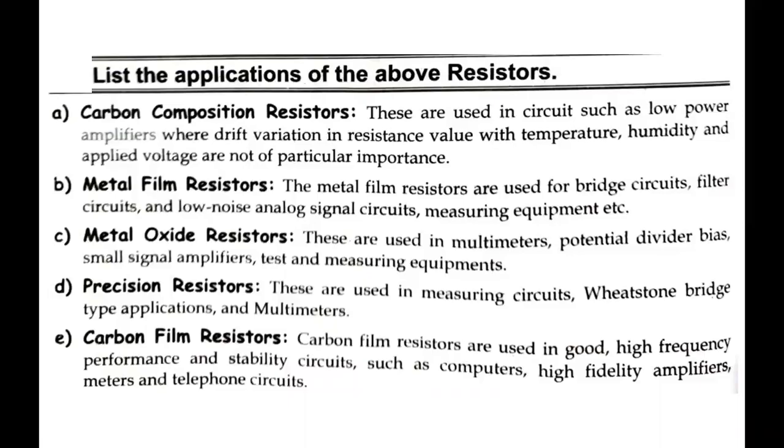Good morning. In this lesson, let us discuss the applications of the resistors and color coding of the resistors. So first, carbon composition resistors. These resistors are used in circuits such as low power amplifiers. An amplifier is a circuit which increases the signal strength, where the drift variation in resistance value with temperature, humidity, and applied voltage are not of particular importance.